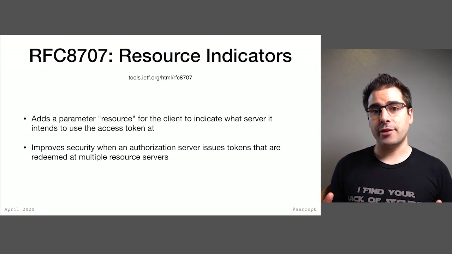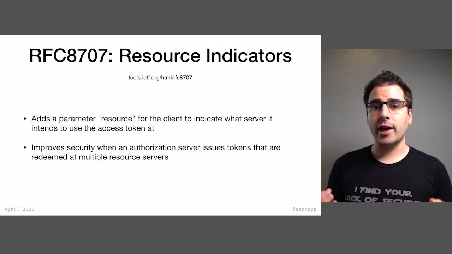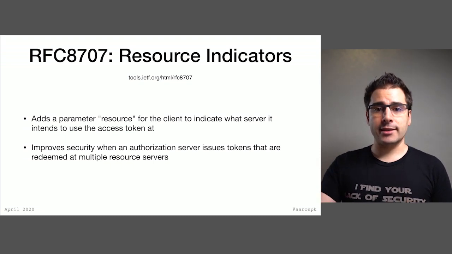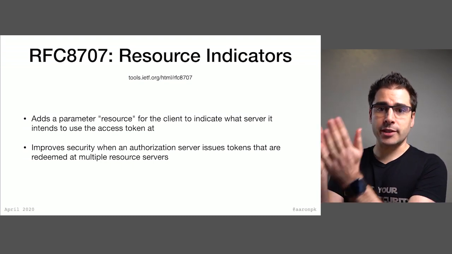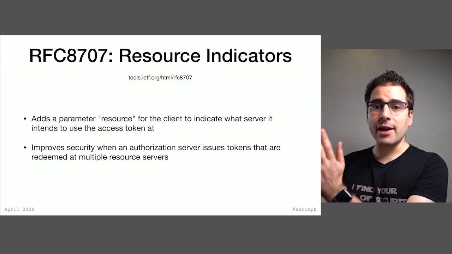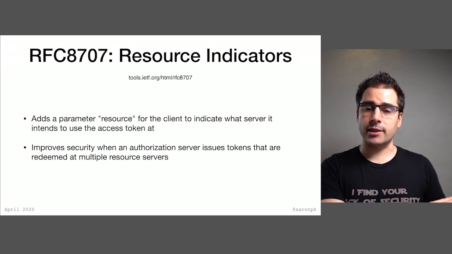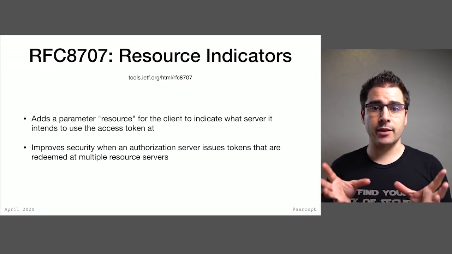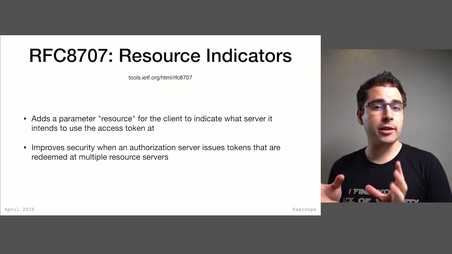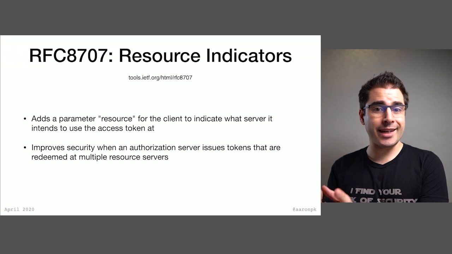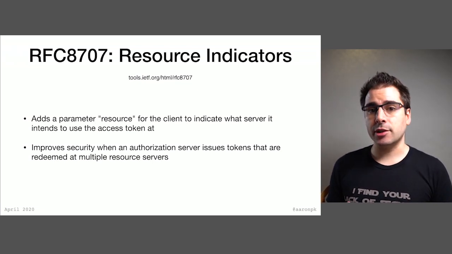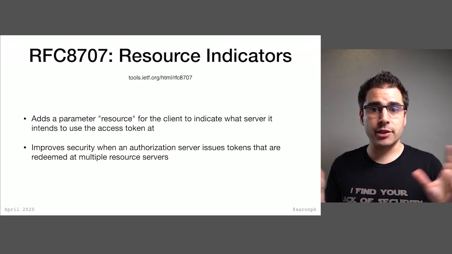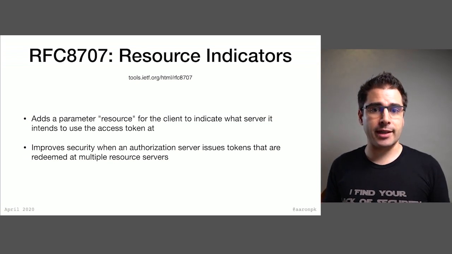So the idea with resource indicators is it's a way for the client to tell the authorization server, I only need an access token to go and talk to this particular resource server, and I'm never going to bother sending it to any of these other ones. So what this does is it lets the authorization server create the access token in a way that maybe only the one resource server that'll be used at can actually decrypt. So you can imagine if you're encrypting data in the access token, you may not actually want your other resource servers to be able to decrypt the data in it at all.